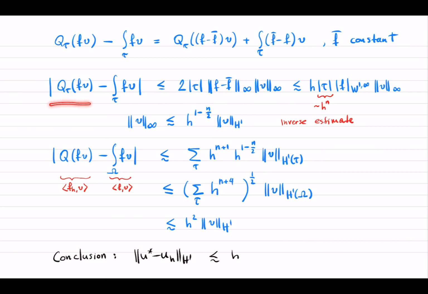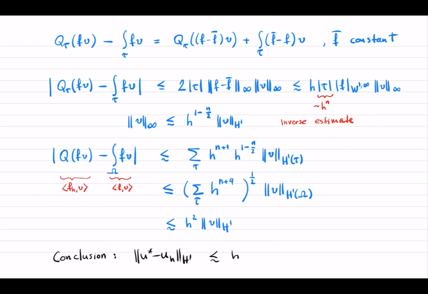And by bounding this, we get twice the volume of tau times the infinity norm of f minus f bar and the infinity norm of v. This difference, if we choose f bar, for example, as the average of f over the triangle tau, we will get h in front, and we get the W1 infinity norm of f. Note that this volume of tau is of order h to the power n. Now we use the inverse estimate to bound the infinity norm of v by the H1 norm of v, and we will pick up h to the power 1 minus n over 2.